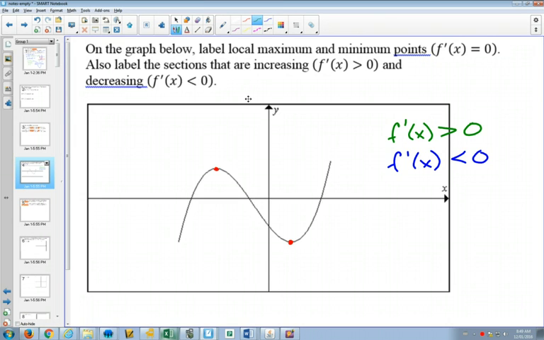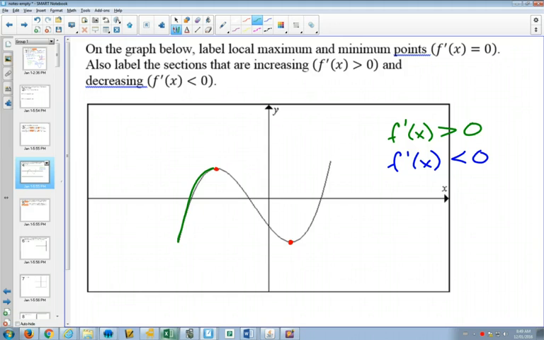So if we look at the very first section to the left of that local maximum, and you drew a tangent on that section, can you see that the tangent would be positive? No matter where you pick on that first section, any tangent that you would draw would have a positive slope. And so we can label this section in green, and sure enough, from left to right, that section is increasing.